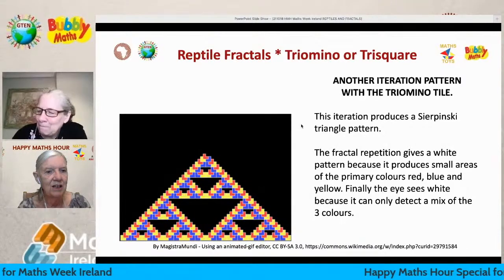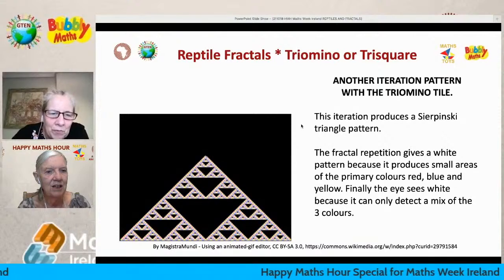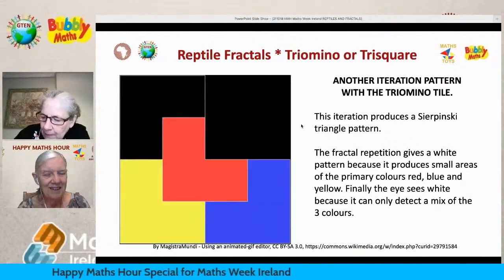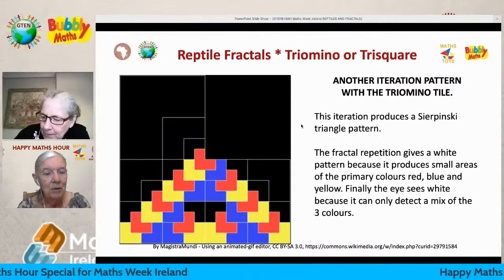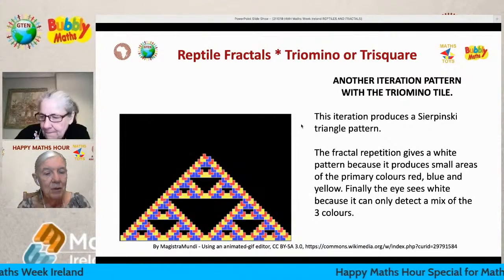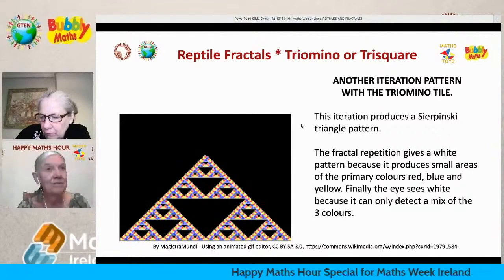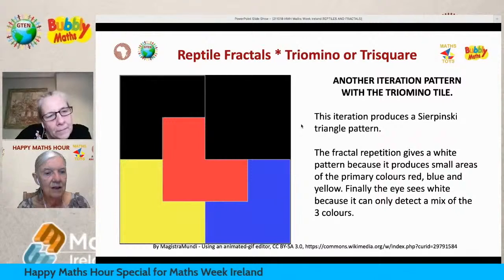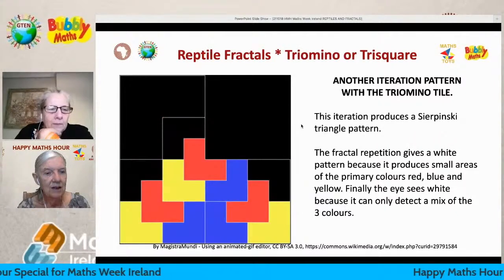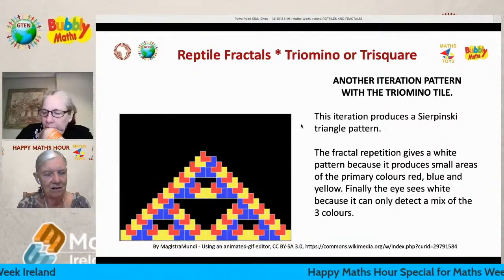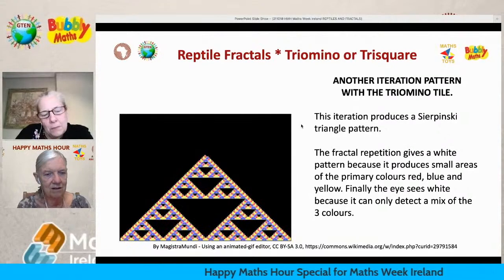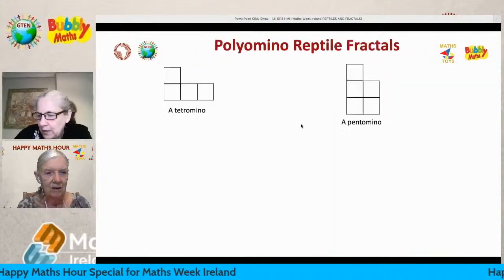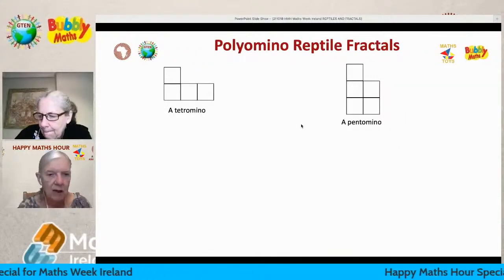Yeah, and again, you've got small areas of the primary colours, very few pixels on the screen, and finally the eye sees white because it can only detect a mix of the three colours. I think that's wonderful. And it's such a surprise because you can see the edges of this shape looking more and more straight, although they're not actually perfectly straight. There's still this zigzag even as it goes on, but with tiny, tiny zigzags. Okay. It's brilliant.